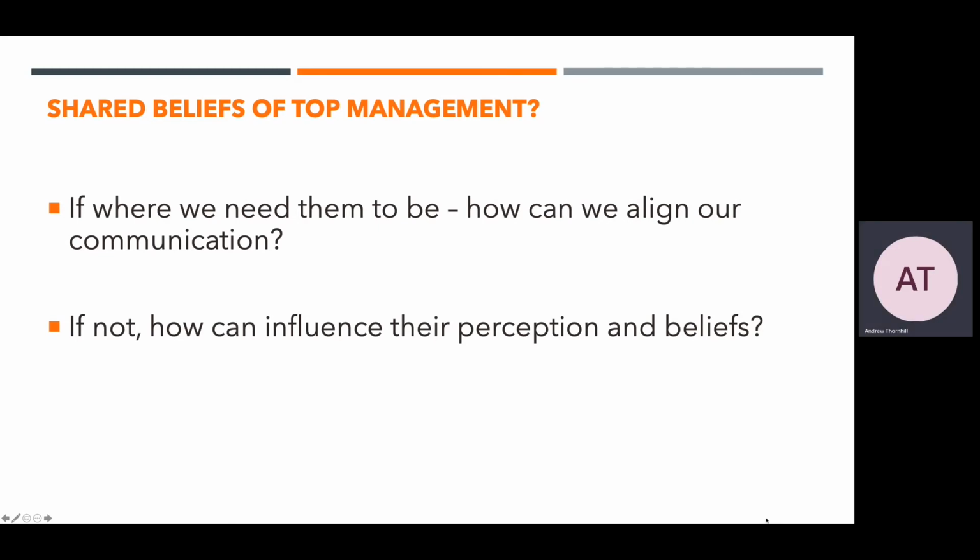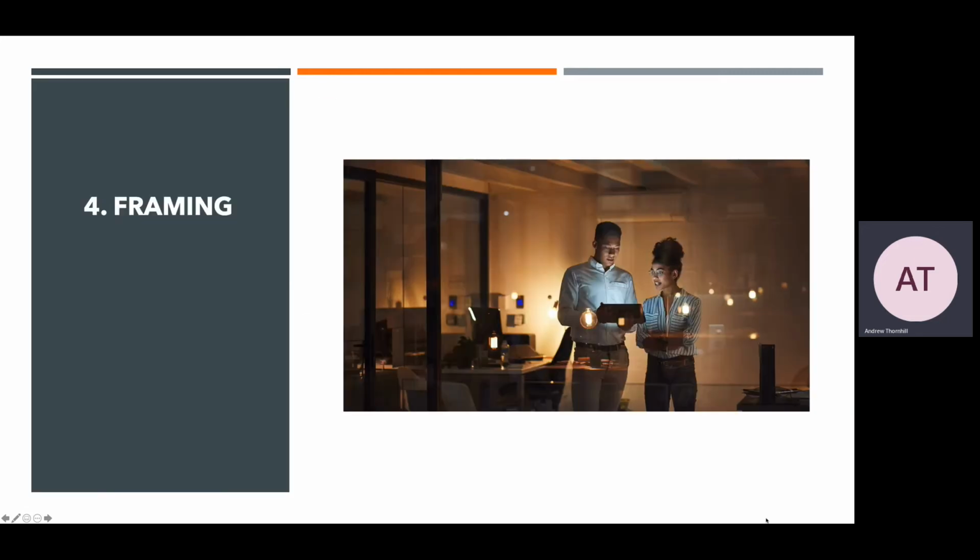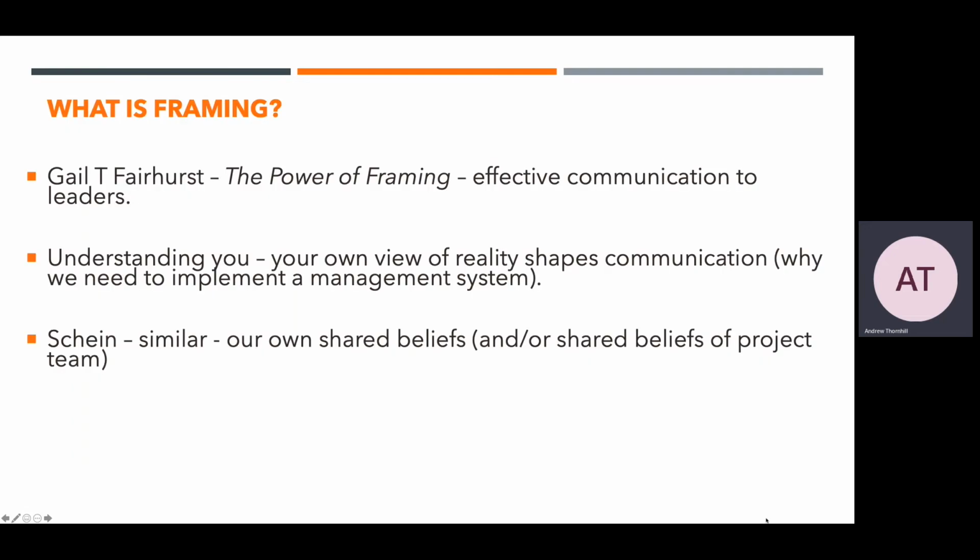That's probably less common than it should be. And I have got colleagues who had similar presentations, and they're saying at that point, if top management is not on board, get a different job, because it's the number one success factor in the kind of outcomes you'll achieve out of your management system. But if it's not where we want it to be, how can we influence their perception and beliefs as to what it's all about? And we're going to look at one strategy for that shortly, which is framing. So what do we mean by framing?